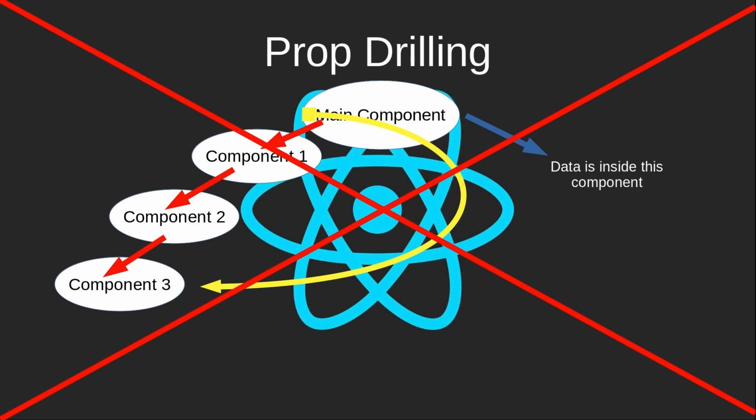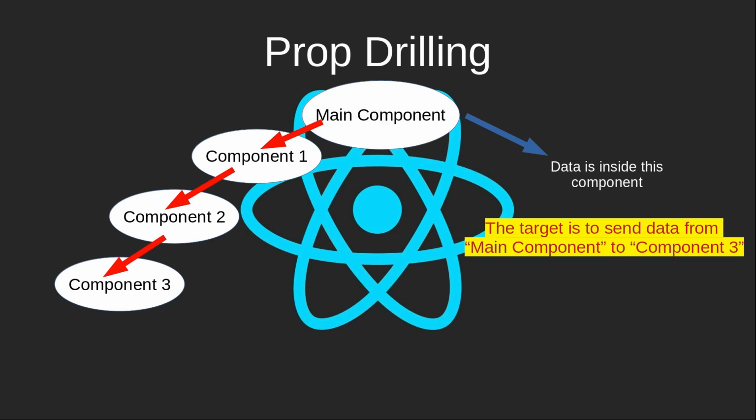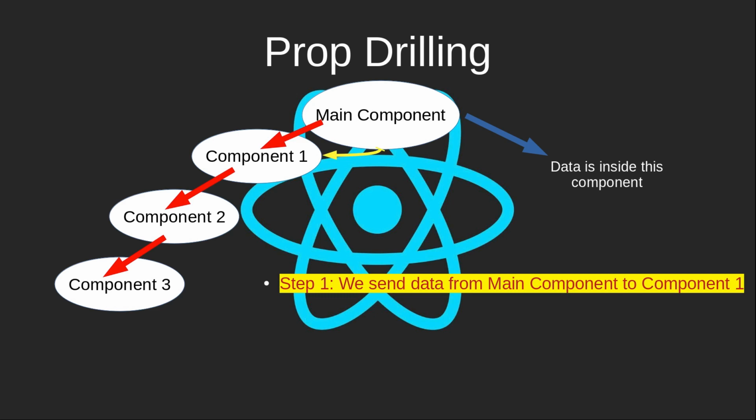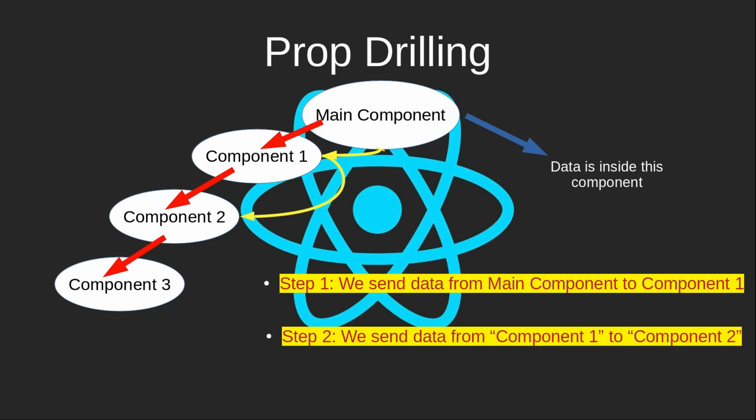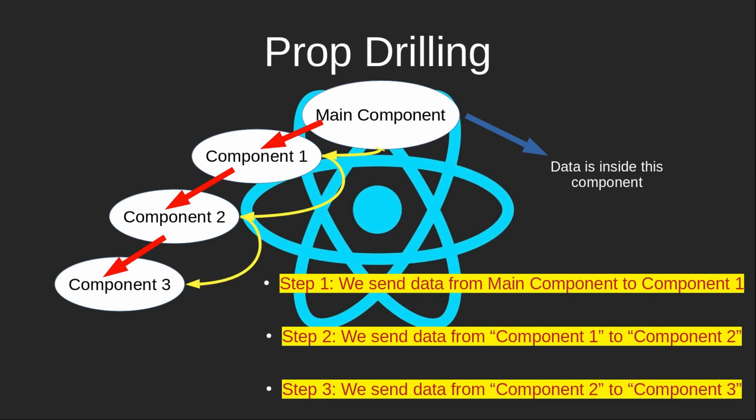We will do it with the prop drilling method. Our target is to send the data to component 3. Firstly, we send data from the main component to component 1, and then we send the data from component 1 to component 2. Finally, we send data from component 2 to component 3.